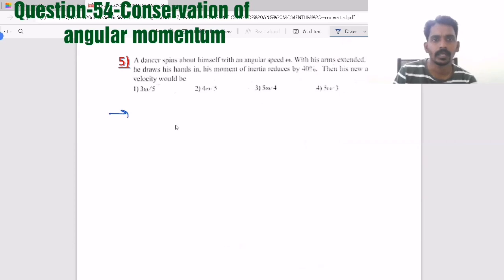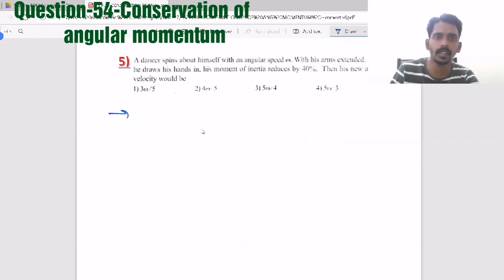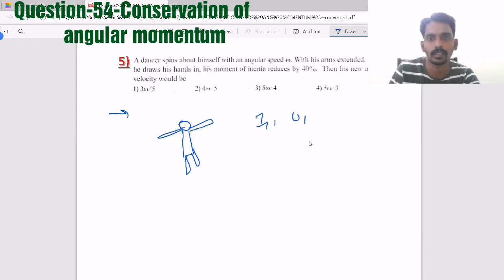Now one last and final question. A dancer spins about himself with an angular velocity omega with his arms extended. So now arms are extended, just as we have shown before. When he withdraws his hands in, his moment of inertia reduces by 40%. So initially he is stretching his hands. Now the moment of inertia is I1, and omega 1 is how much they have given, omega.